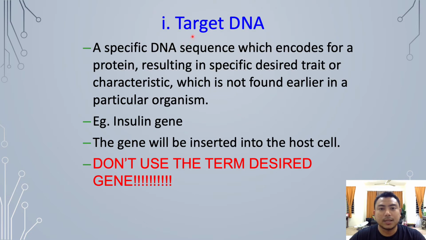The first one, target DNA. What is target DNA? It is a specific DNA sequence which encodes for a protein, resulting in a specific desired trait or characteristic which is not found earlier in a particular organism. For example, the insulin gene, i.e. the gene that will be inserted into the host cell. For target DNA, we don't use the term desired gene because certain references or books use this term, so please avoid it.